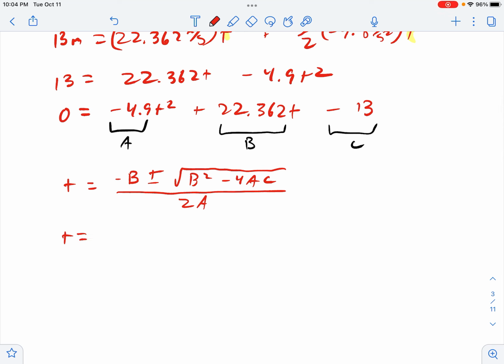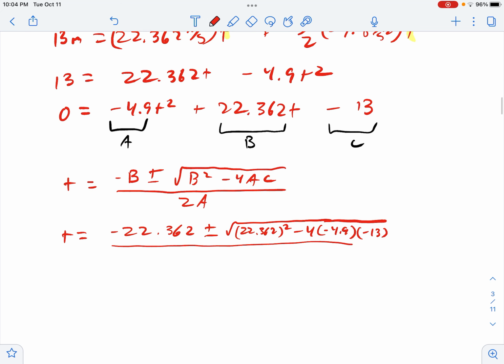So if I sub in my numbers, the opposite of B would be minus 22.362 plus or minus the square root of 22.362 squared minus 4 times A, which is my negative 4.9, times my C, which is negative 13. All of that over 2 times negative 4.9.